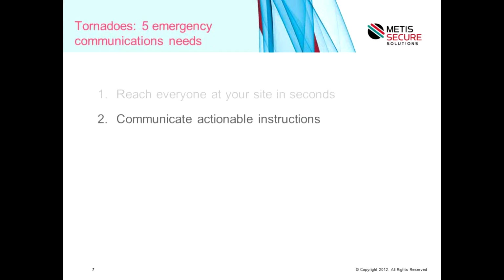Let's move to the second thing you need from an emergency communication system, the ability to communicate actionable instructions. People used to use their fire alarm systems for all emergencies, but the problem is fire alarms are intended to do one thing, evacuate the building. In a tornado and many other emergencies, as we know, evacuating the building is the worst course of action.